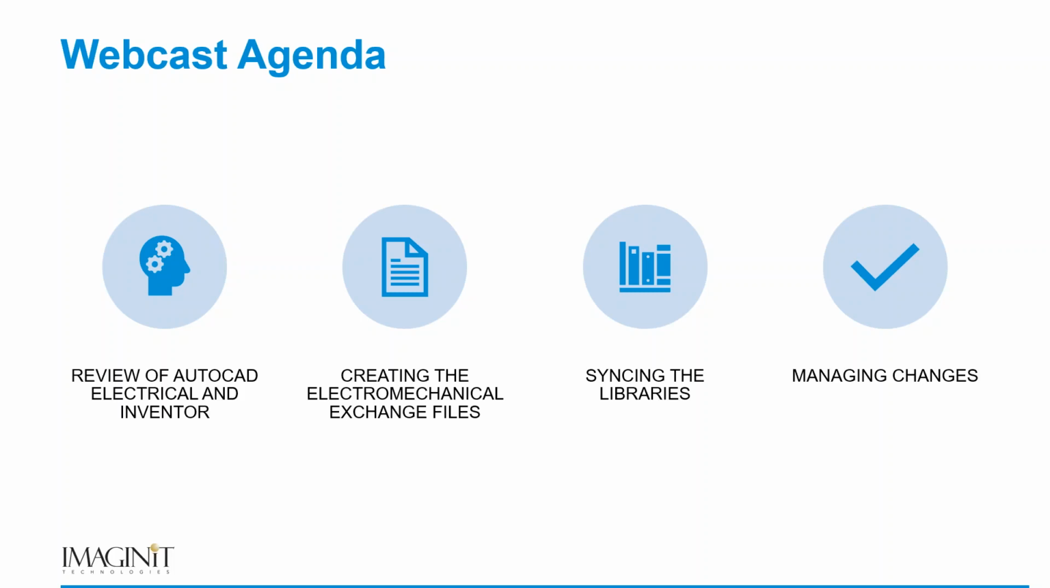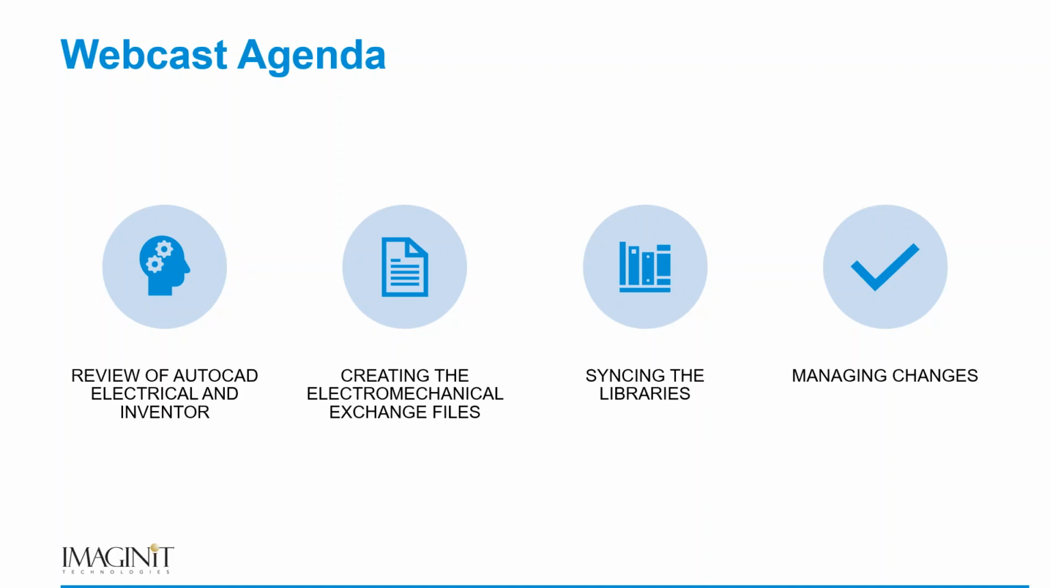So I'm going to talk a little bit about AutoCAD Electrical and Inventor, just give a sense of where they come from, how the tools work, so we know what we're getting into. And then the core of this comes down to these electromechanical exchange files. And I'm going to say electromechanical quite a few more times today, and we'll see how many times I mess it up. Once we have this exchange file set up, we can sync the libraries between the two products.